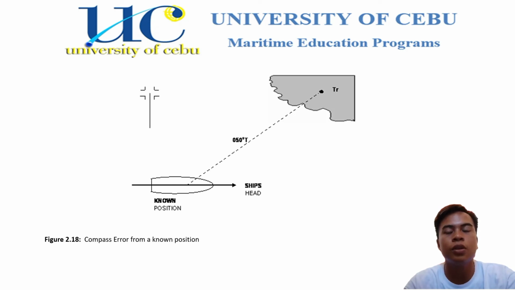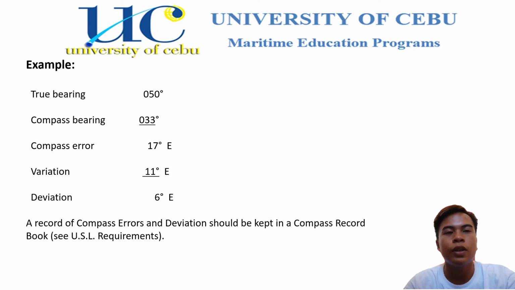There is a picture. For example, the true bearing is 050 degrees, the compass bearing is 033 degrees, the compass error is 17 degrees, and the variation is 11 degrees. So you need to subtract, and then you can get the deviation, which is 6 degrees.